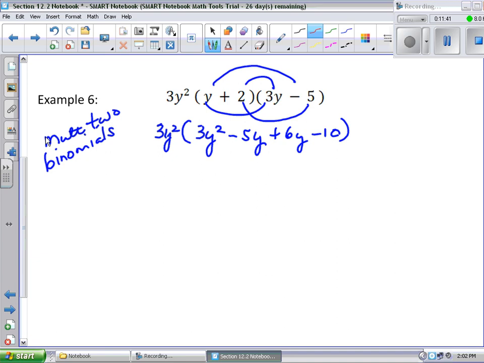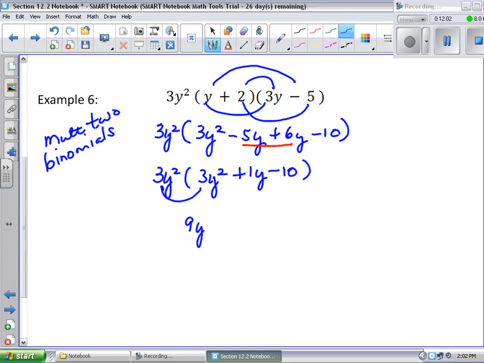And I can combine these middle terms, and I can either do this now or later, but I'll go ahead and do it first. 3y squared times another 3y squared. Negative 5y and plus 6y gives us plus 1y minus 10. Then we have 3y squared times 3y squared would give us 9y to the 4th.